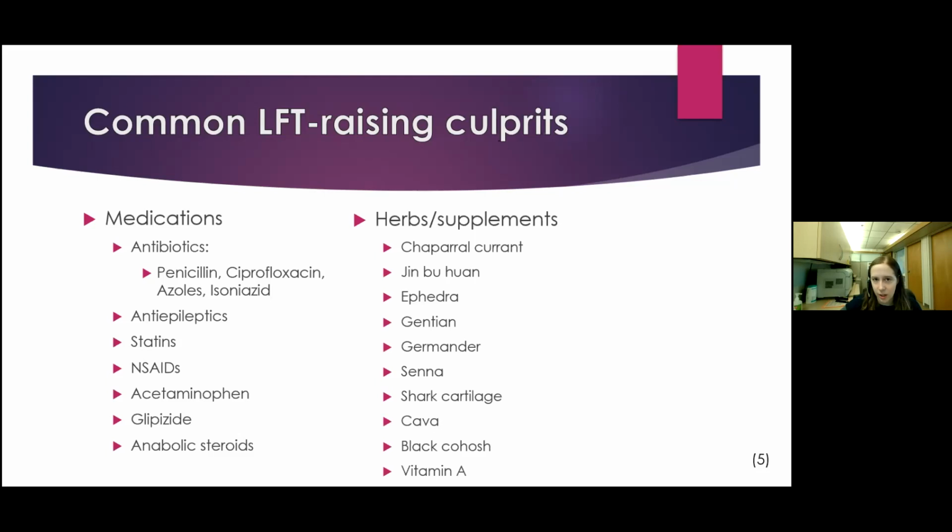Some of these I think are more common than others in terms of what we learn about. Like black cohosh, I've seen patients take this for menopause symptoms. Kava used for anxiety. A couple of things that I had never encountered before, like shark cartilage. Does anybody know what shark cartilage is used for traditionally? And if not, totally fine. I did not know this either.